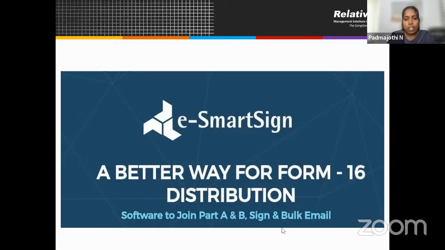And also, if you want to upload it in ESS, your internal employee self-service portal, for that also we are providing our help. We are doing those kinds of services. If anyone is interested in that, please reach out to us. Our team will get back to you.